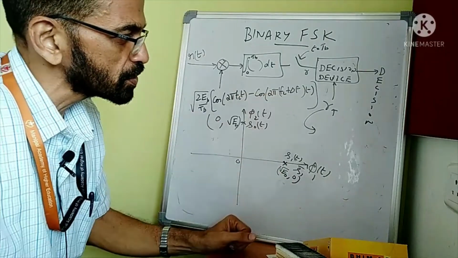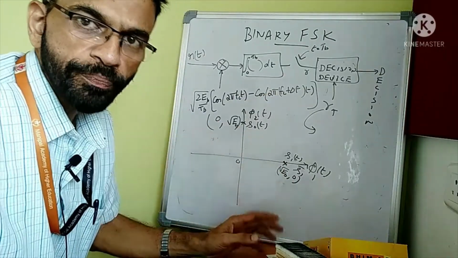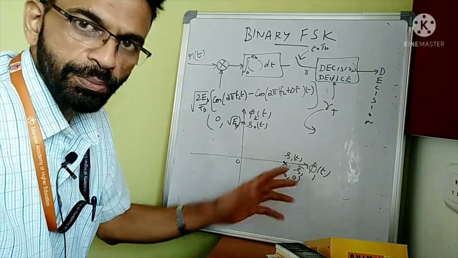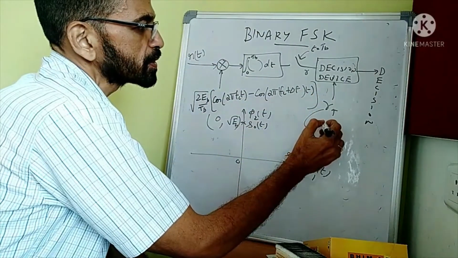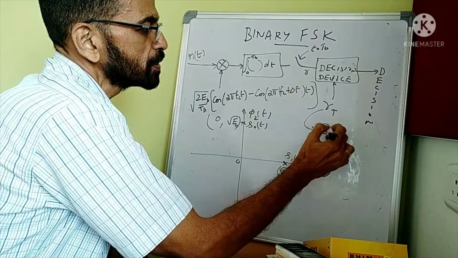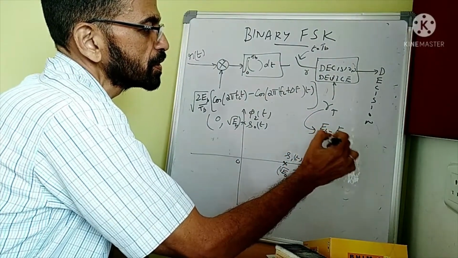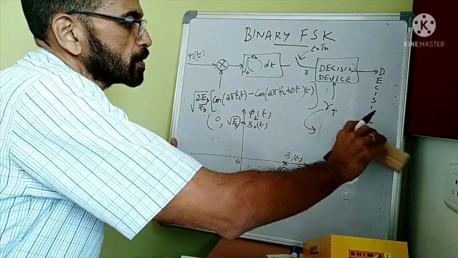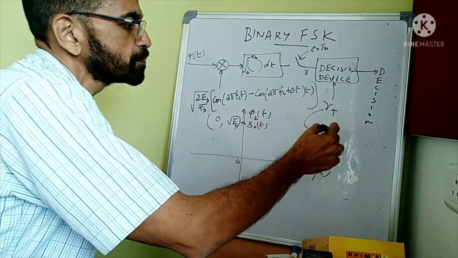In our case, E1 is equal to E0 is equal to EB. The probability of the two hypotheses, that is the two symbols, is 1 by 2 each. So we get EB minus EB by 2, which is 0. So the threshold is 0. The threshold will be 0.